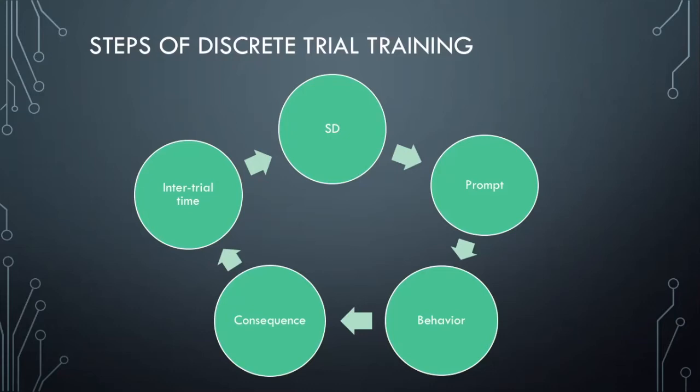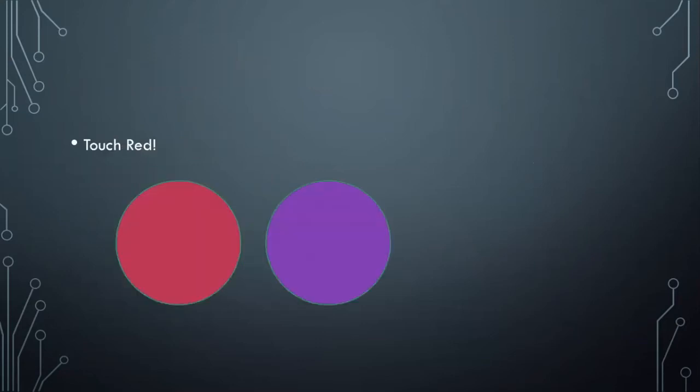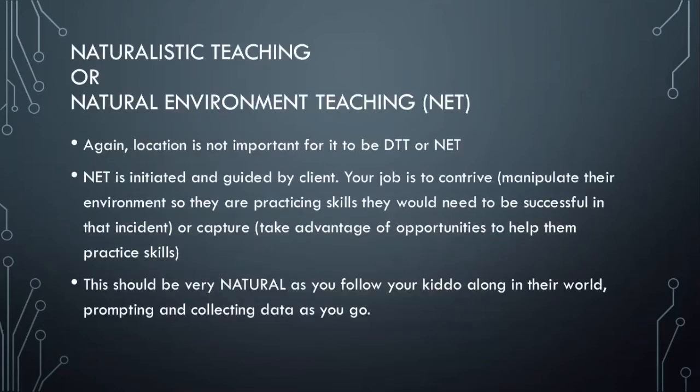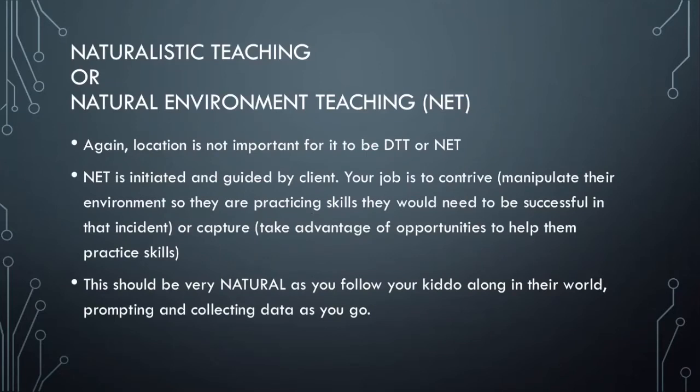Cool. Another important thing about DTT is that it happens quickly, okay? So the next couple of slides are just some really quick DTT targets, like touch green, touch red, touch book. Where's the nose? And they touch the nose, okay? It can happen that quick. Most of the time it probably doesn't. But you don't have to give a Skittle for all 4 of those. I could go through all 4 of those trials and then give a Skittle and they can enjoy their time. But it is important to note that DTT is fast. That's one of the defining characteristics of discrete trial training.